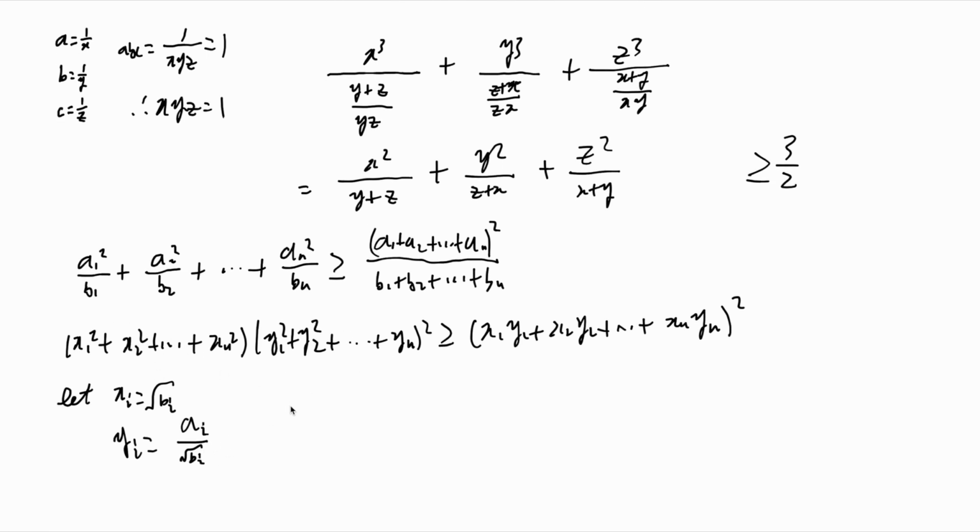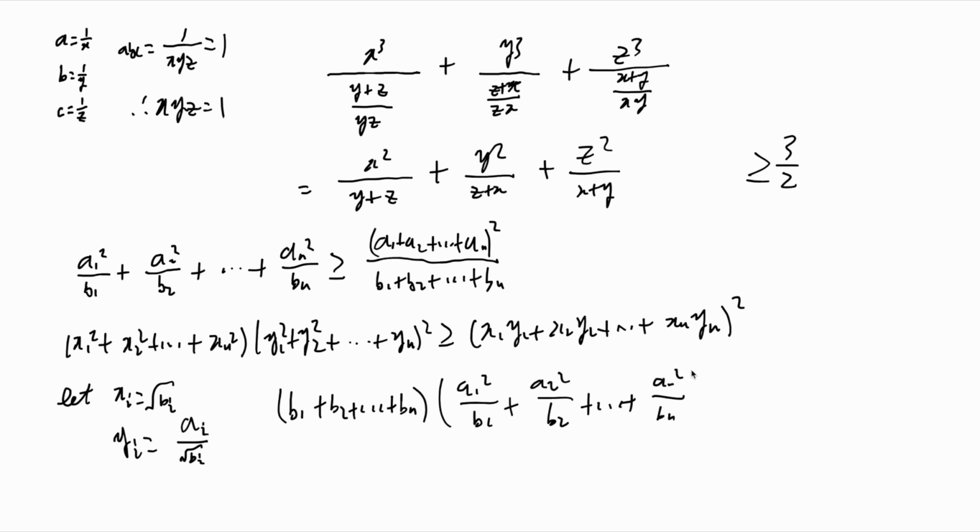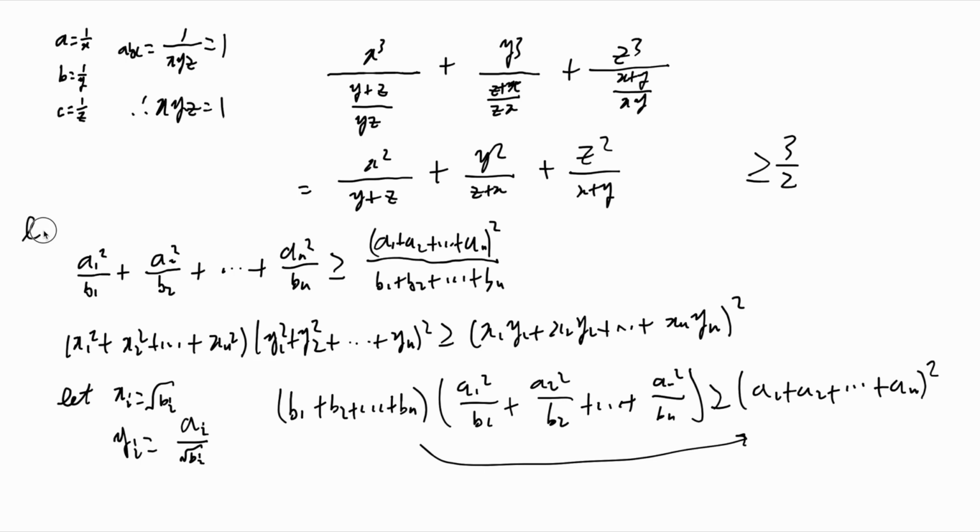And then when we substitute it, we get b sub 1 plus b sub 2 plus dot dot dot plus b sub n. And here we have a sub 1. Yes, this is right. Plus b sub 2 plus b sub n. And obviously, this part should be a sub 1 plus a sub 2 plus dot dot dot plus a sub n squared. And when we divide this, we get our Titu's lemma. I'll just write it. And we proved it.